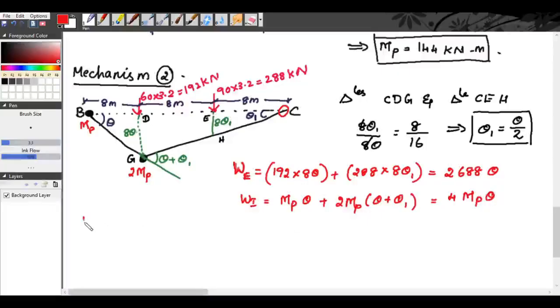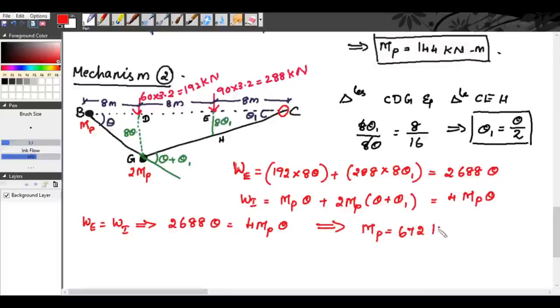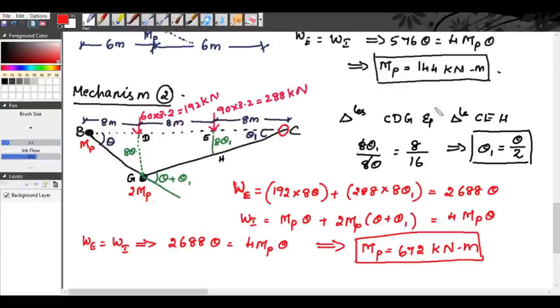Now we will equate WE, external work done, is equal to internal work done, from which we get 2688 theta is equal to 4 MP into theta, from which we get MP is equal to 672 kilonewton meter. Now we have one more mechanism. So for the first mechanism, MP is equal to 144 kilonewton meter. Second mechanism, MP is equal to 672 kilonewton meter. So I have told you earlier, if it is moment, we have to consider the maximum value. So we have one more mechanism.